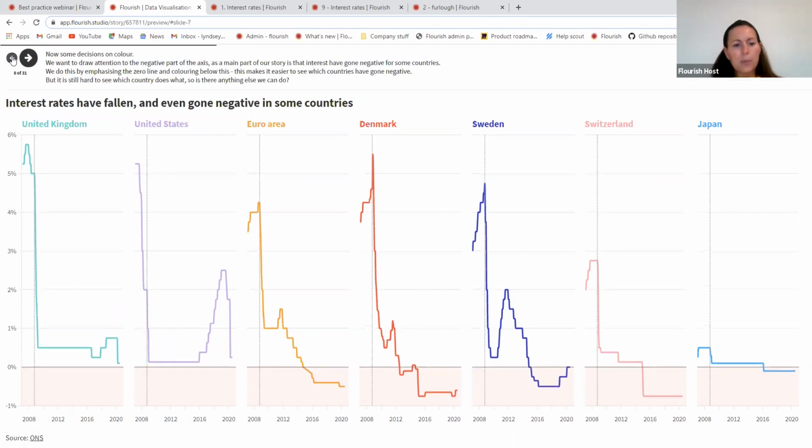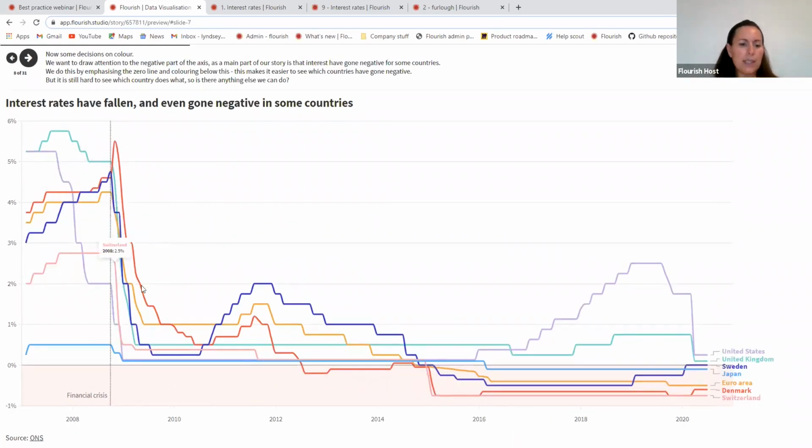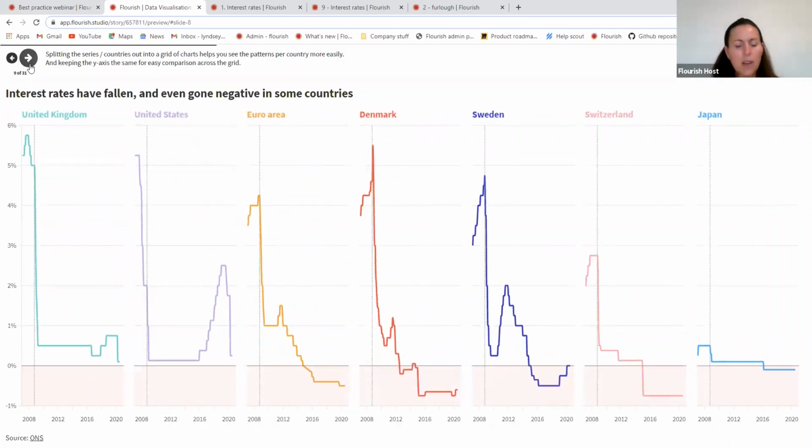But sorry, if I go back to this one, it's still really hard to see what's happening to the different countries because there's a bit of a spaghetti mess. And so if we split this out into a grid of charts, we can separate out all the different countries. We don't need the line labels anymore because we've got little titles above each chart. And this makes it much easier for people to see what's happening to each country, and by keeping the axis at the same scale, comparing between countries. So this automatically seems like a nice way to present it.